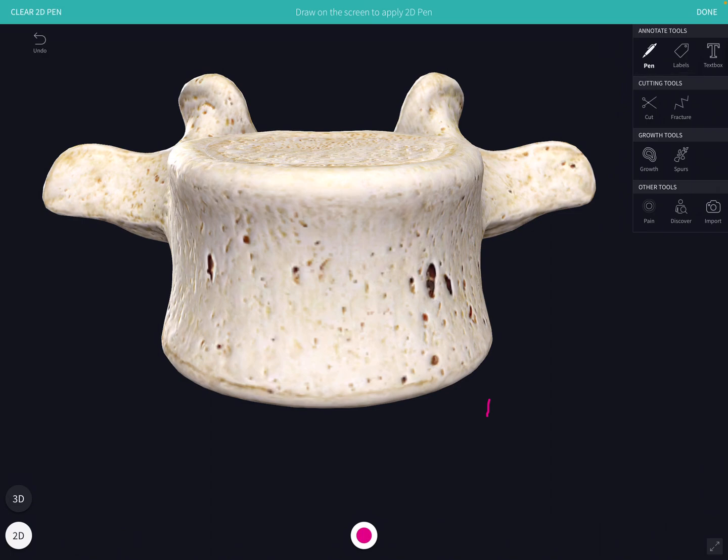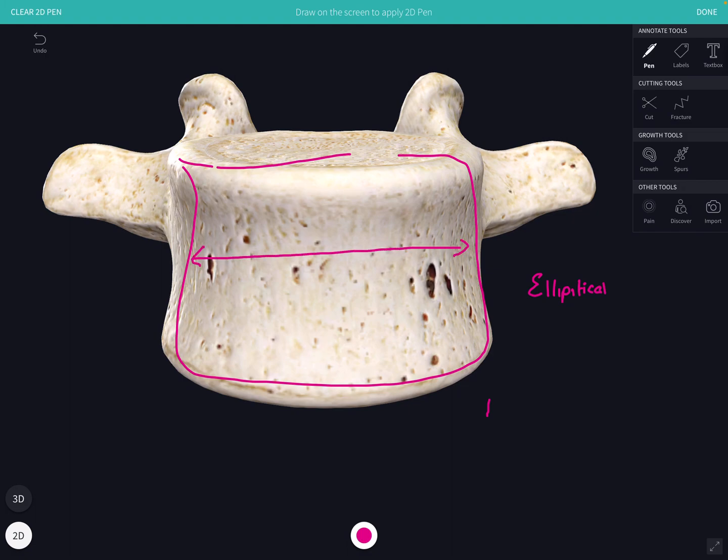So let's think about the body. Here's the body of our lumbar vertebra in here. And the body is roughly elliptical in shape, and it's long, with its long axis lying transversely. So the long axis of the body is transversely orientated, giving an elliptical shape to the body itself.